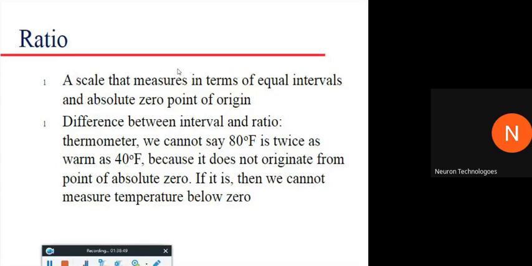Ratio: a scale that measures in terms of equal intervals and an absolute zero point of origin. What is the difference between interval and ratio? With a thermometer, we cannot say 80 degrees Fahrenheit is twice as warm as 40 degrees Fahrenheit.